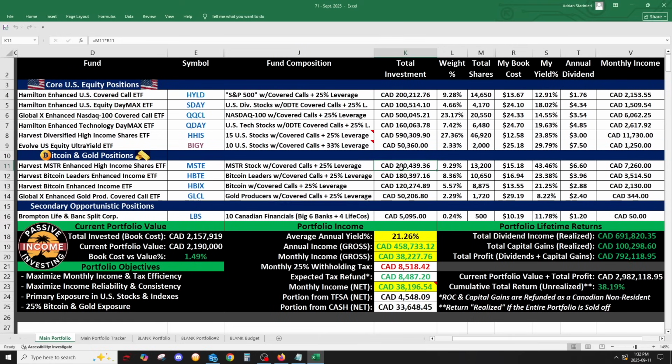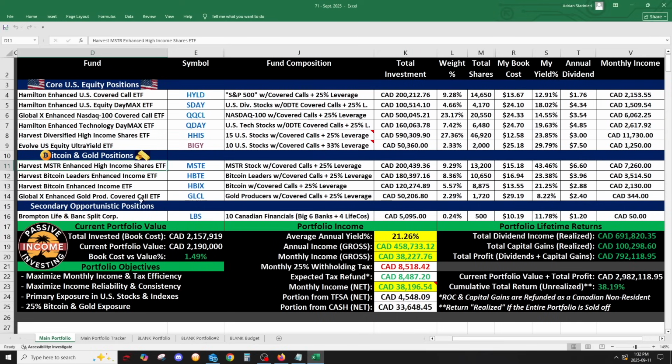So MSTE at 200,000, average it down a little bit to 15.18. Here's the yield based on a 55 cent a month distribution. Volatility spiked up a bit. Now it's in the mid 50s, so maybe they'll have to reduce it again a little bit. I trust Harvest 100% for the distribution policy.